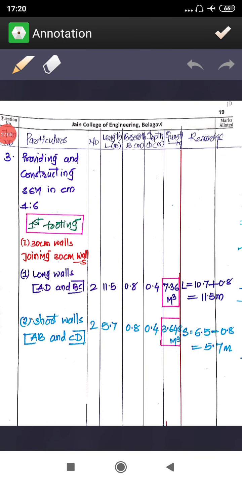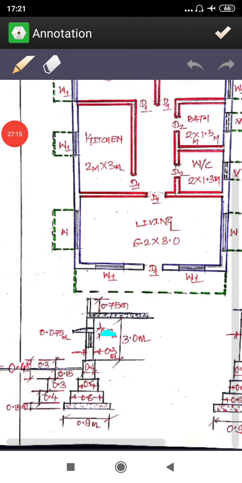Now the third item is providing and constructing SSM in cement mortar. So here you will have first footing, second footing, and third footing, that is plinth. Now I will show you the footing details. Here you can see the first footing width is 0.8 and thickness is 0.4. Second footing width is 0.6, thickness is 0.3. Third footing, that is plinth, has width 0.4, and the thickness is 30 centimeter above the ground and 15 centimeter below the ground, so 0.45 meter is the height or depth of the third footing, that is plinth.